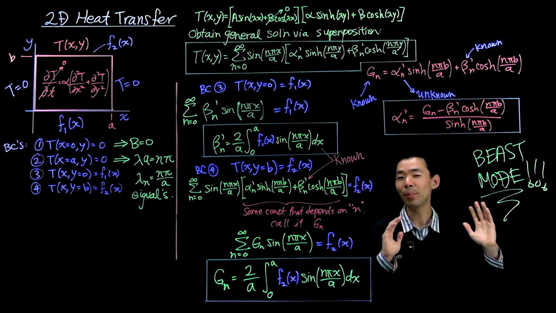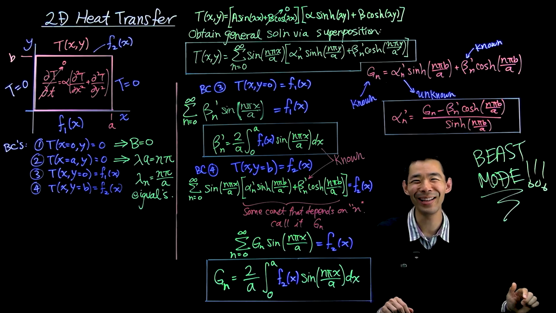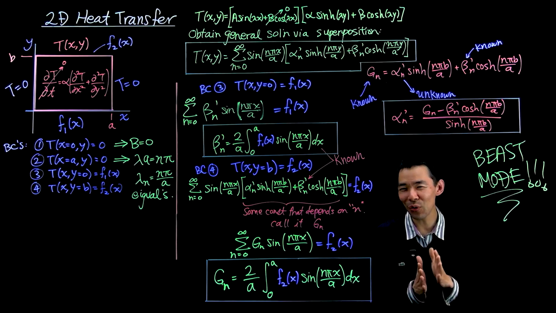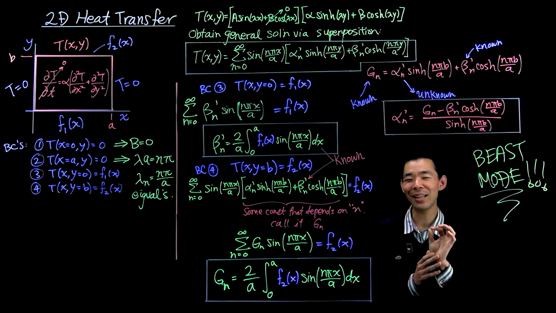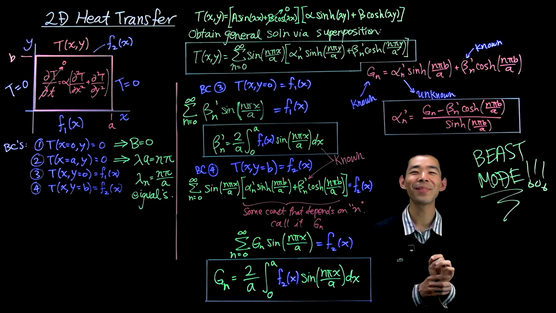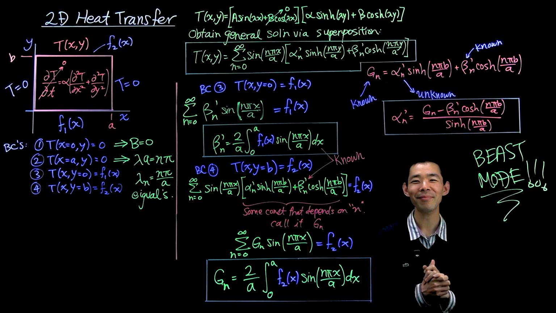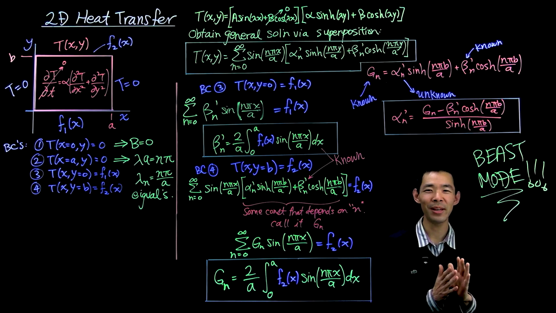Beast mode. We just completely beasted this problem at this point. The board is completely full. Now, I want to visualize a solution, but an even cooler visualization is the case where we use the transient solution. So one last comment I wanted to make.